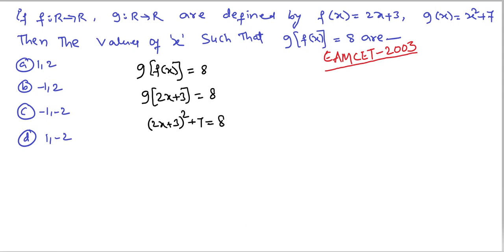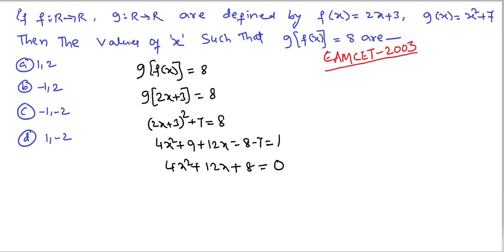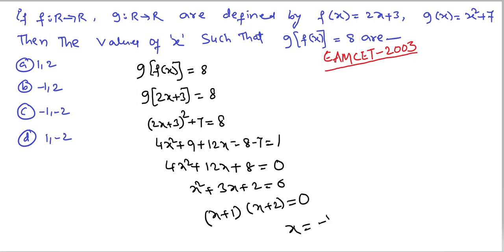equal to 8. 2x plus 3 whole square, 4x square plus 9 plus 12x equal to 8 minus 7, that is equal to 1. 4x square plus 12x plus 9 minus 1 is equal to 8, that is equal to 0. Take 4 common. X square plus 3x plus 2 is equal to 0, from this x plus 1 into x plus 2 is equal to 0, the values of x is minus 1 comma minus 2. Your third option is correct answer.